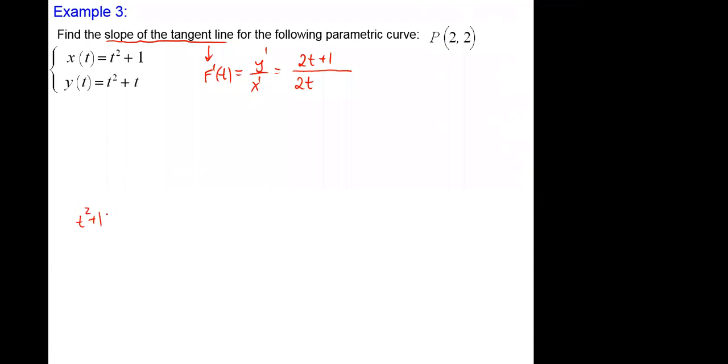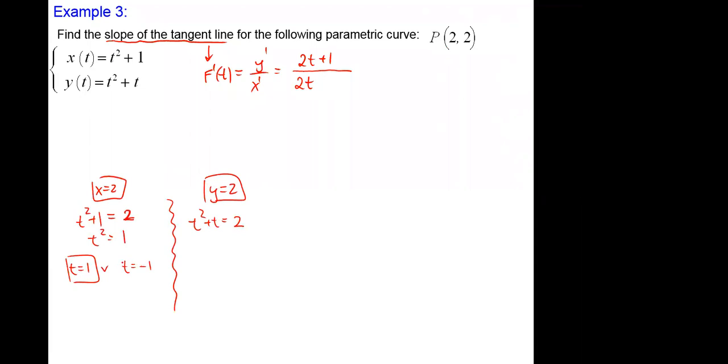Let's do this one. T squared plus 1, that's x, and this must be 2, because x is 2. Let's try to solve it. This one will be just 1, that means I have t equals 1 or negative 1. And y is also 2: t squared plus t is 2. This is t squared plus t minus 2, a quadratic equation. I can factor it: we have 2 and 1, plus and minus. That means t is 1 or t is negative 2.